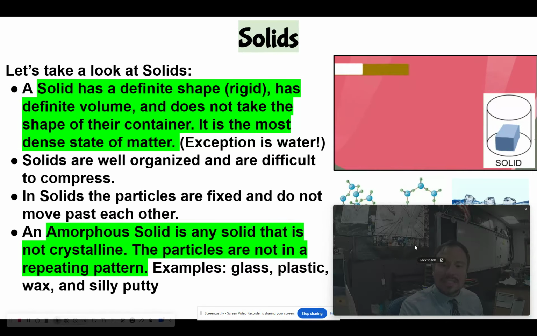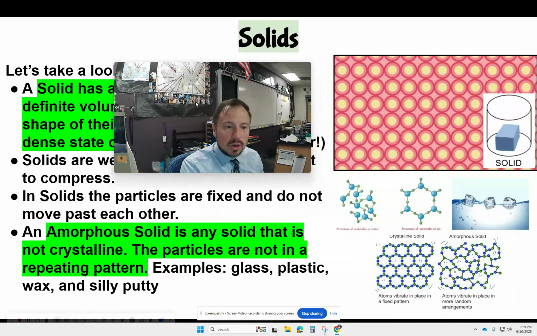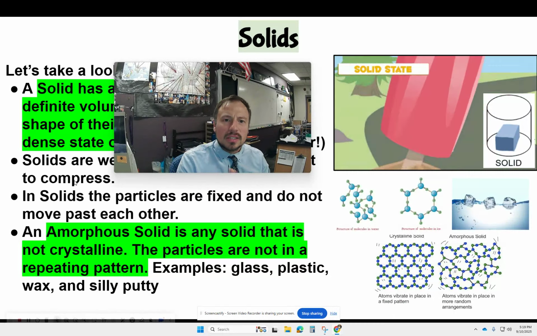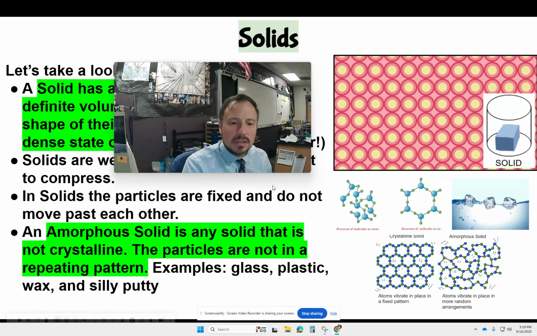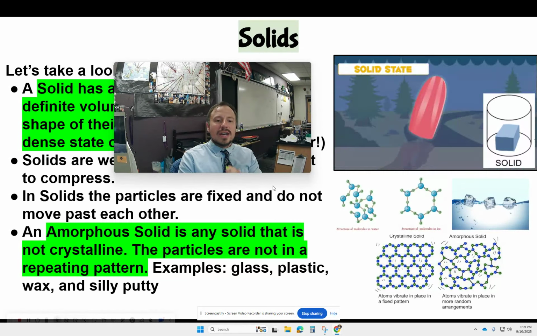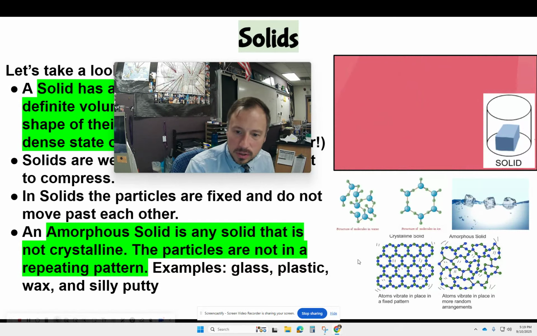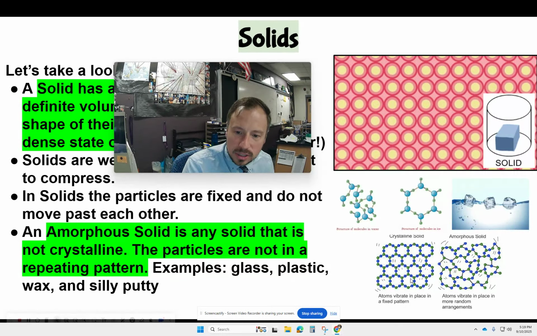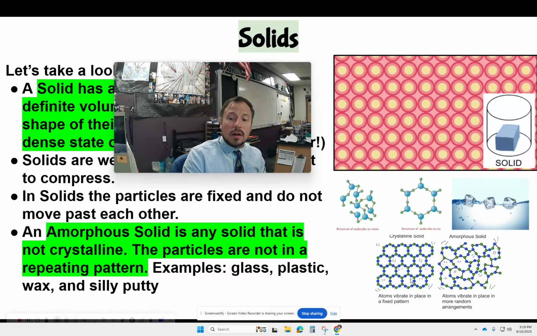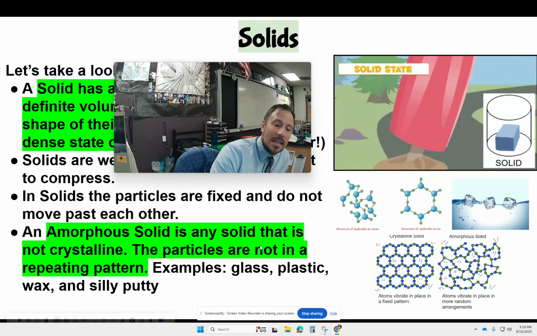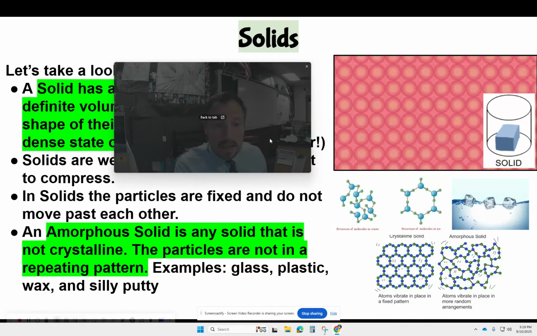And there are different types of solids. An amorphous solid is any solid that is not crystalline. So we've got amorphous solids and crystalline. What I want you to see is that in an amorphous solid, those particles are not in a repeating pattern. If you look to the right over here, there's a crystalline solid. There's a repeating pattern. And then you've got amorphous solids, where the atoms vibrate in place in more random arrangements, and examples of this would be glass, plastic, wax, and silly putty.